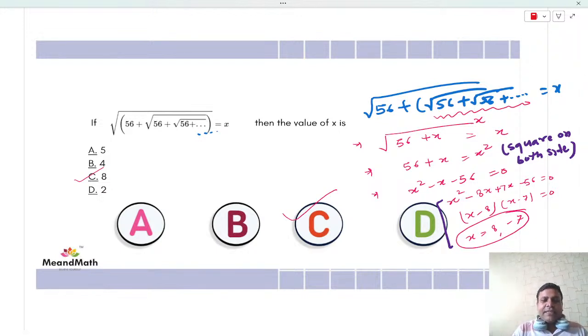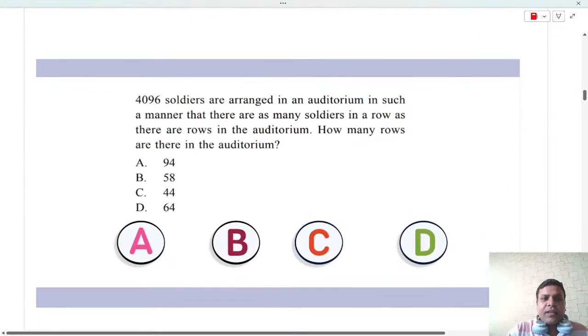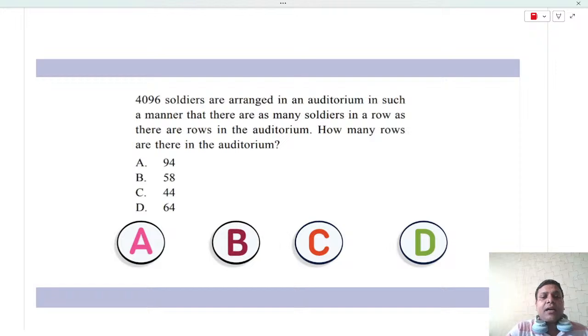Okay, so that's the first question. Now let's move to the next question. Here is the next question: 4096 soldiers are arranged in an auditorium in such a manner that there are as many soldiers in a row as there are rows in the auditorium. How many rows are there in the auditorium? We have done the same type of questions many times. This is a very easy question.